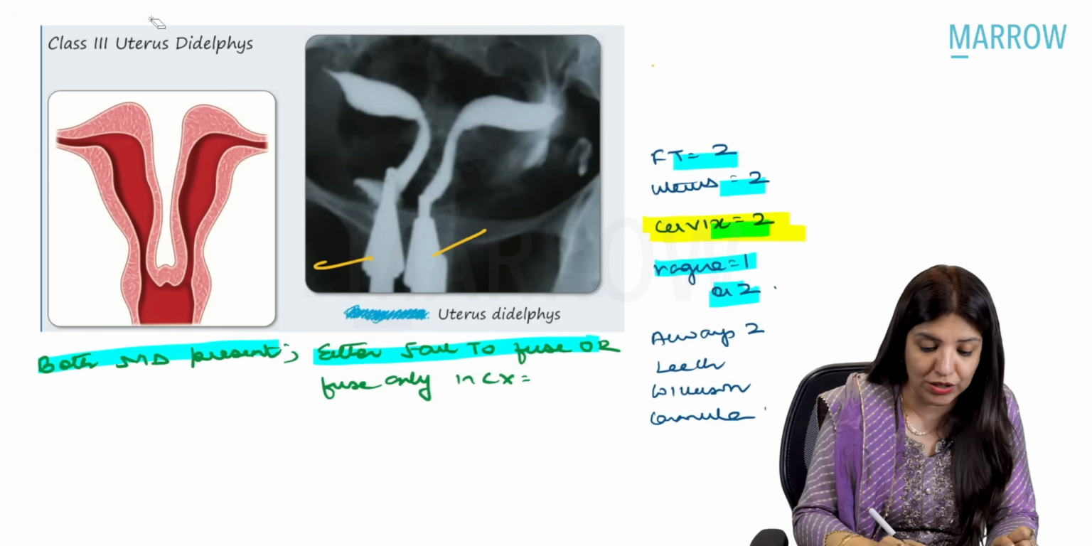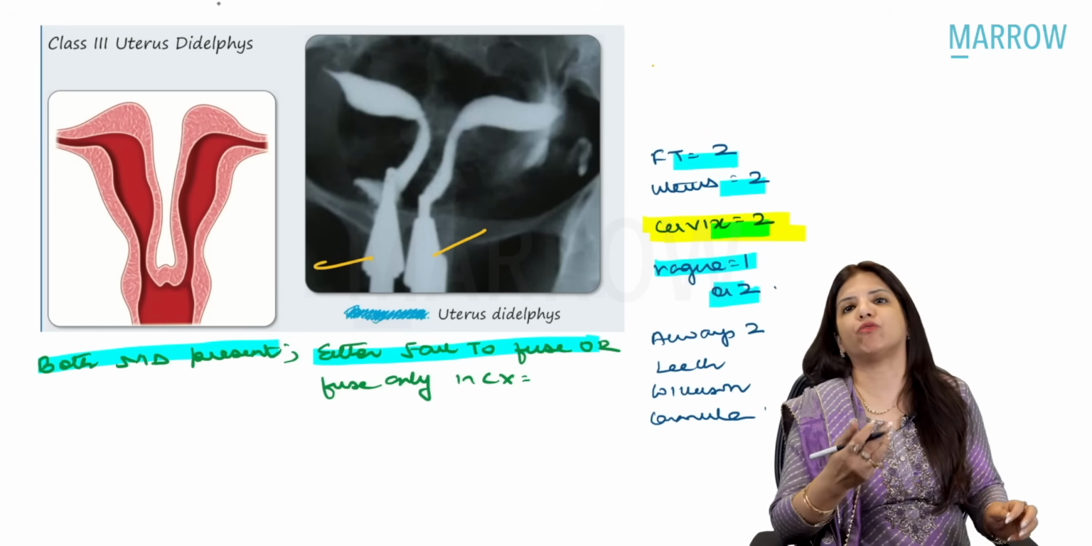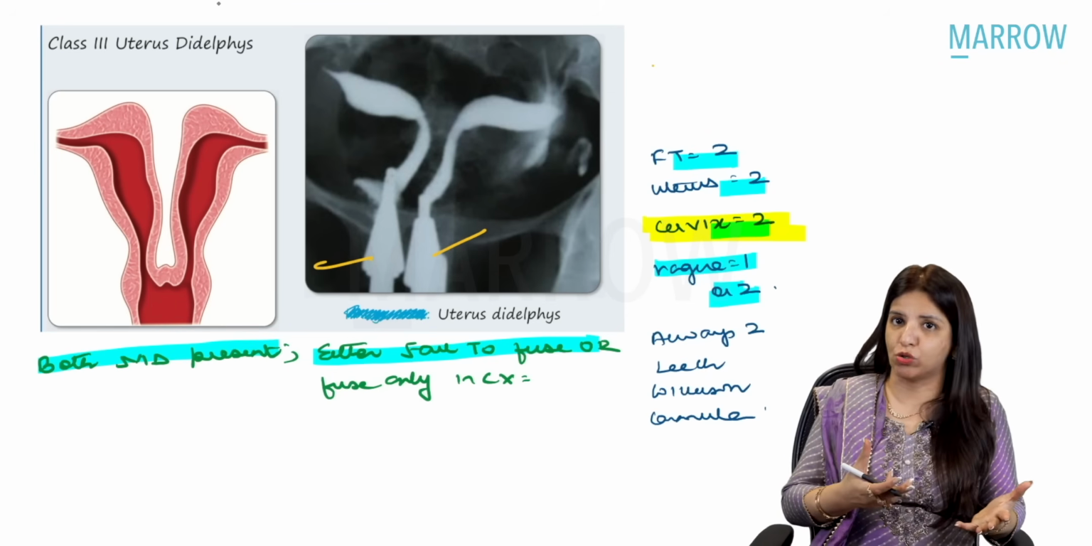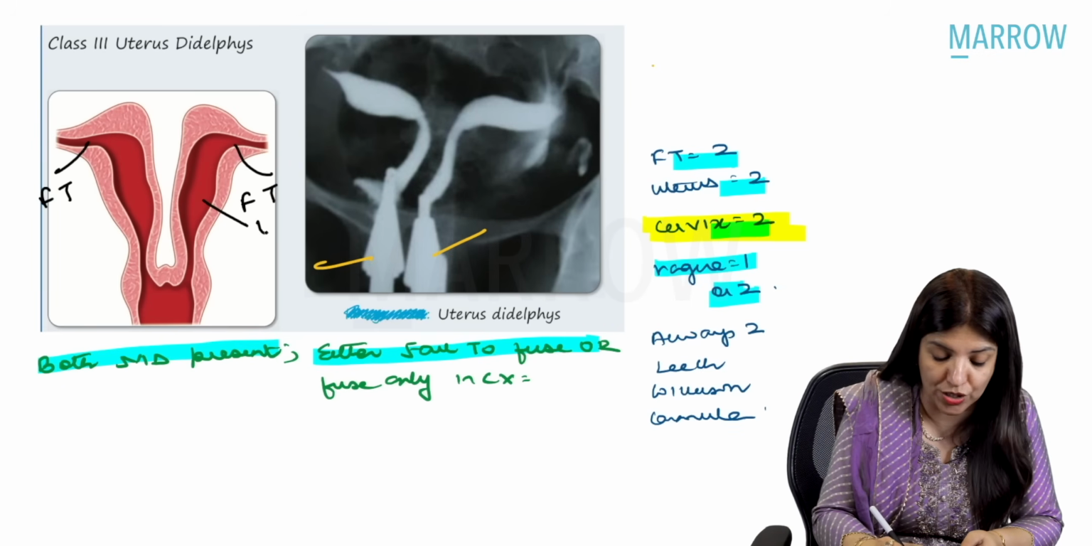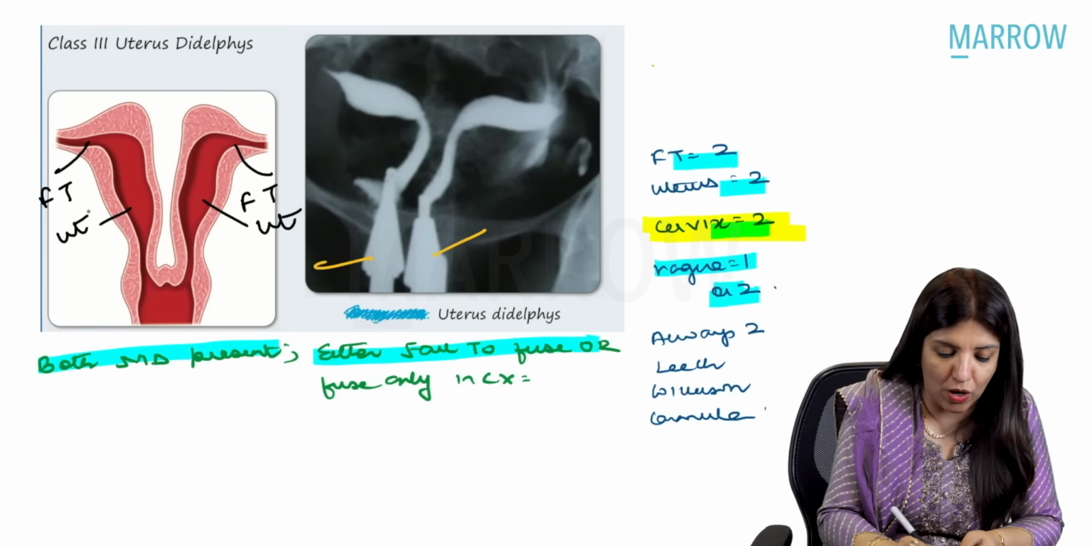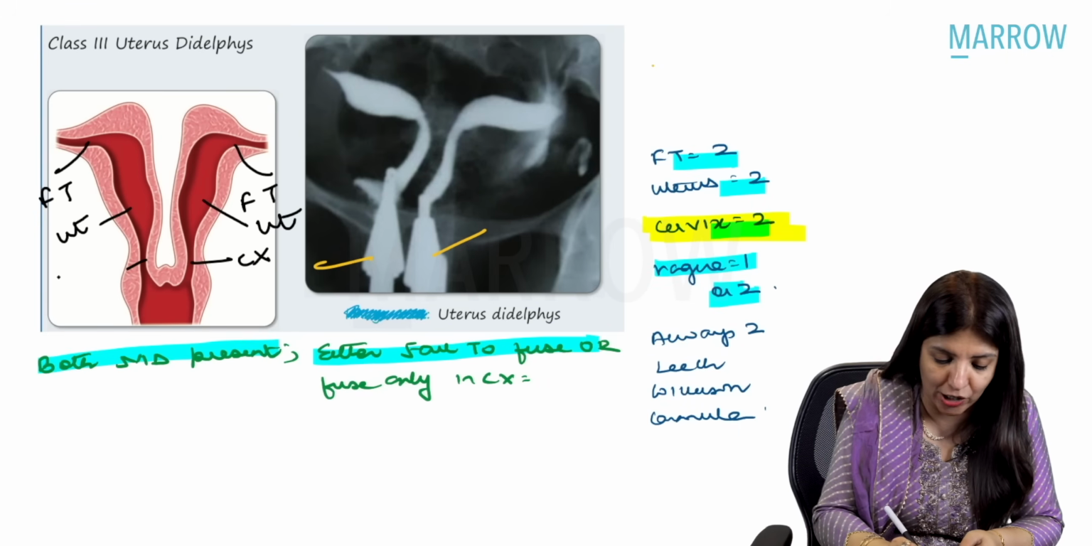Now they can show you these images also. It's not necessary that they give you only HSG images. They can show you drawings also. In drawings, you should count the number of fallopian tubes. There are 2 fallopian tubes, so obviously it cannot be unicornuate uterus. Then I'm seeing that there are 2 halves of the uterus. We are seeing that there are 2 cervix.